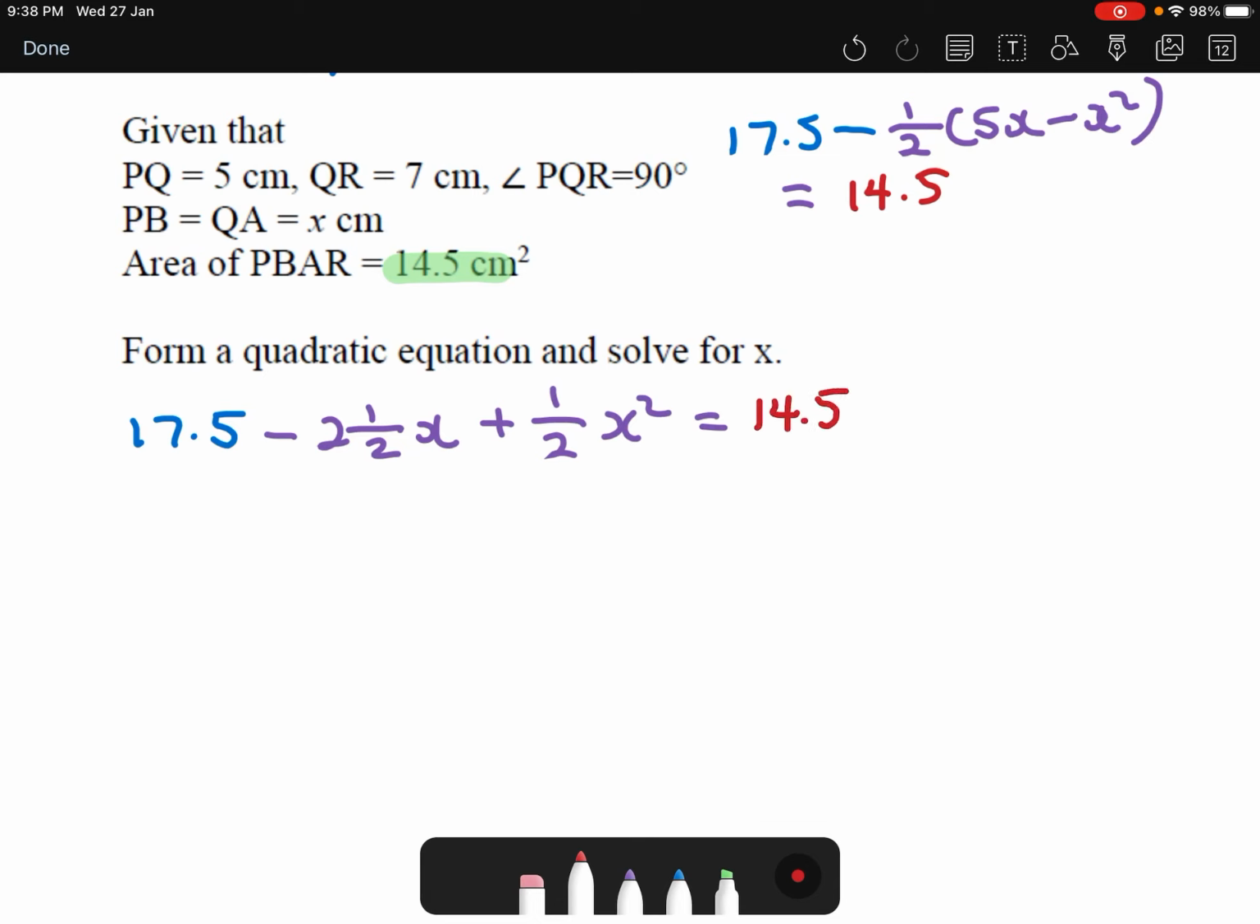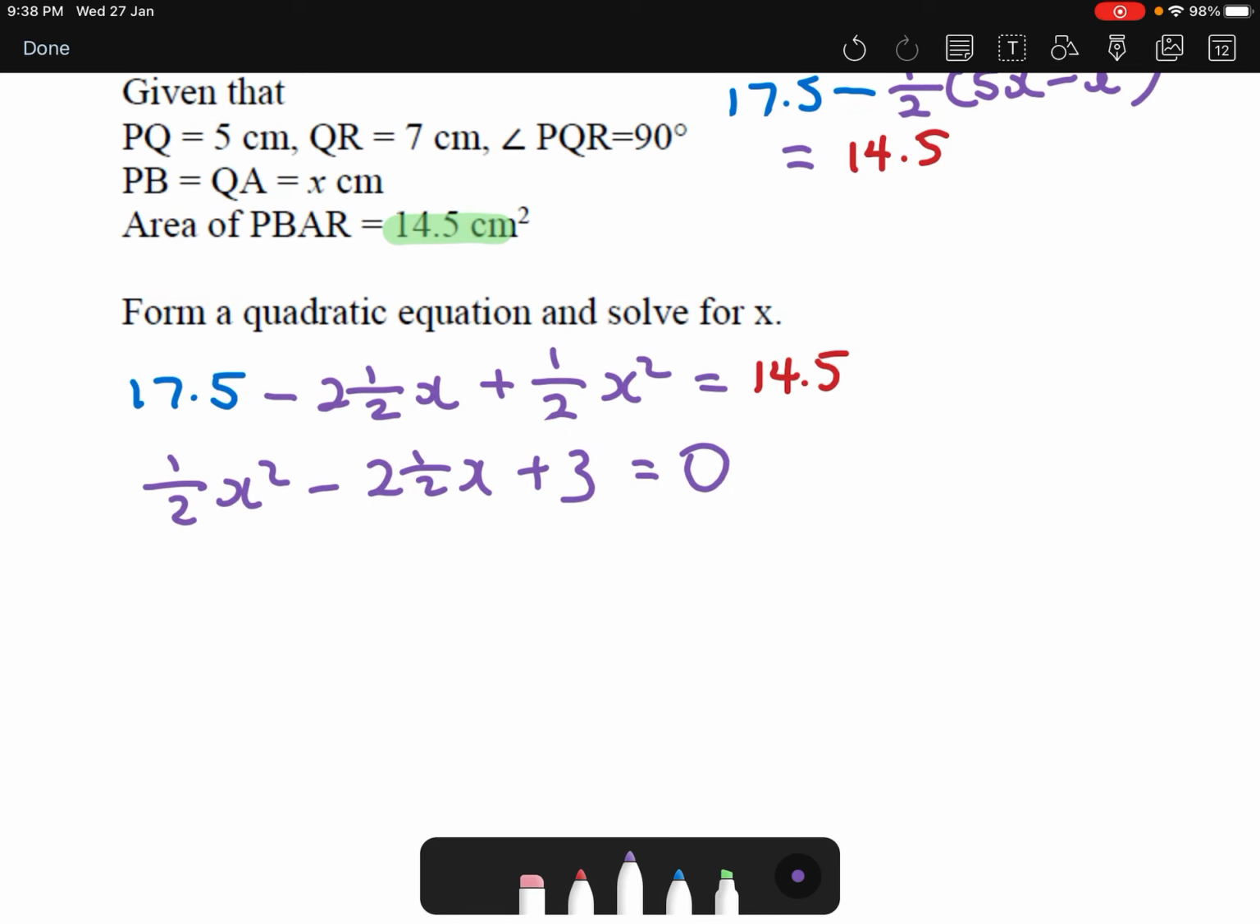Why not move the 14.5 to the left hand side? I think it's better. So half x squared minus 2.5x. Then 17.5 minus 14.5 should give us 3. Of course we try not to give the equation in fraction form. We try to give it in whole numbers. So times 2 on the left hand side, times 2 on the right hand side. So x squared minus 5x plus 6 equals 0, since 0 times 2 is 0. This is our forming of equation.